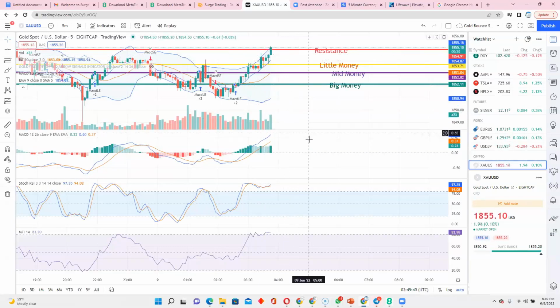And our stop loss was set at like 1857, so we're not worried about that. That's kind of far off. Or it's 1856.60. So we're at 1855.